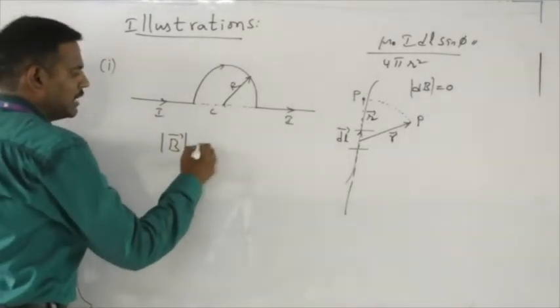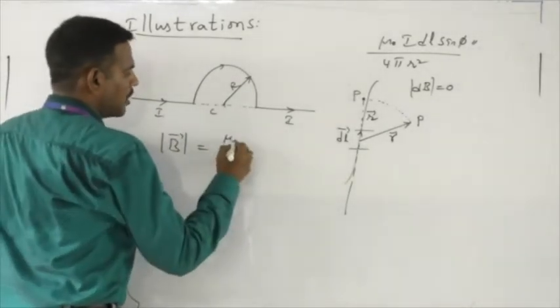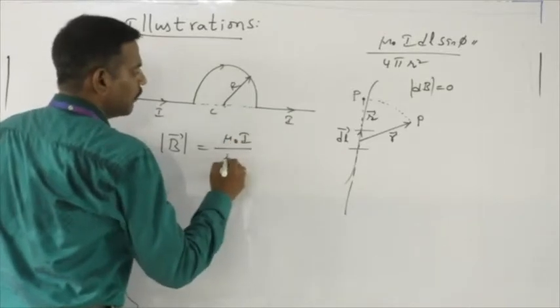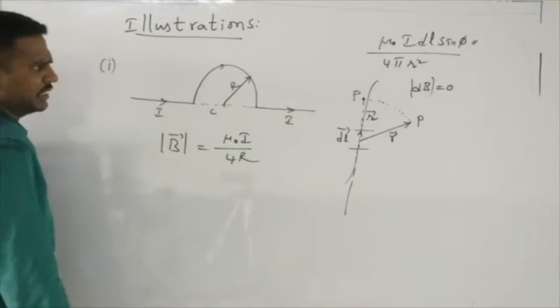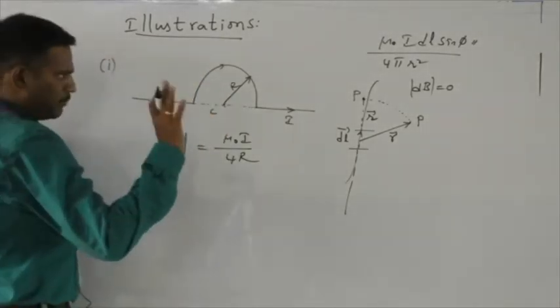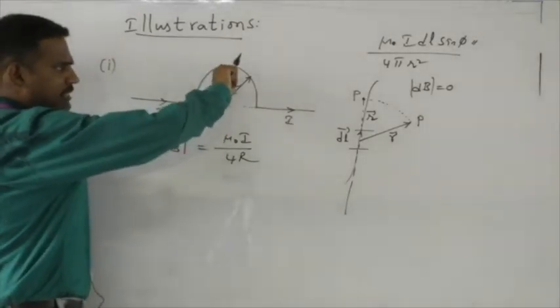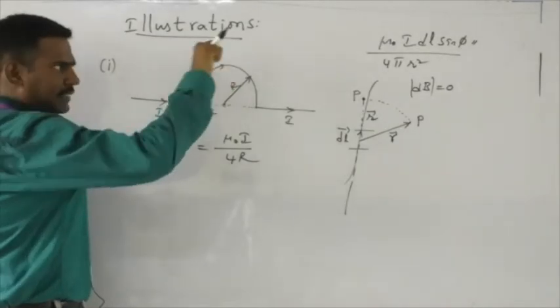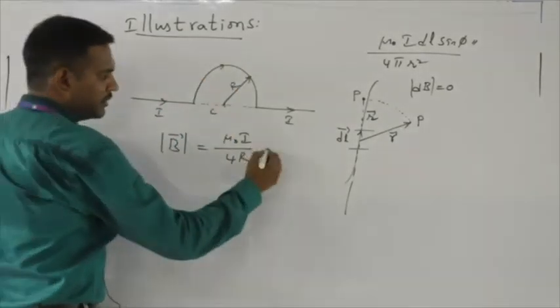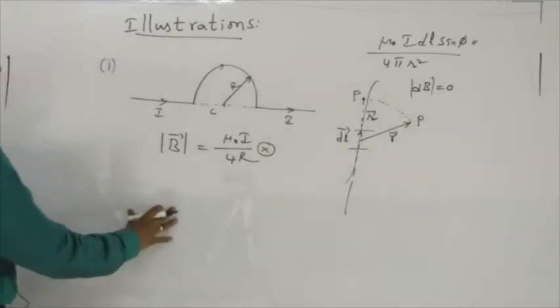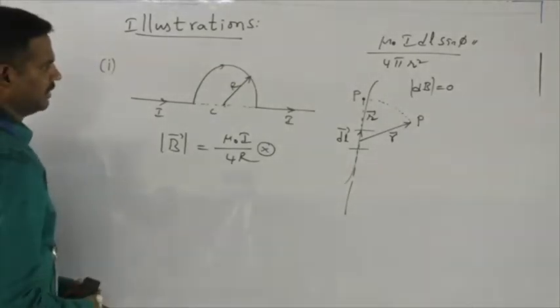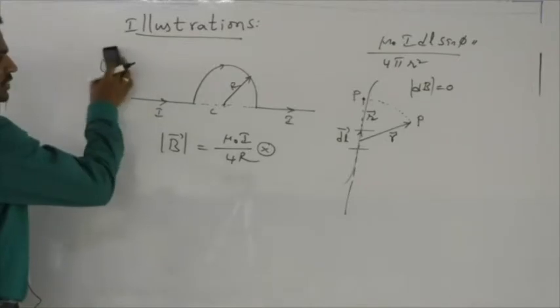We know very well, the magnitude is given by mu naught I divided by 4r, because it is a semicircle. And what is the direction? Here I can apply my right thumb rule. If I curl my fingers in the direction of the current, the thumb is showing into the plane of the board. Therefore, this is into the plane. This is one of the simplest applications, one of the simplest illustrations. Now let us move to the second illustration.